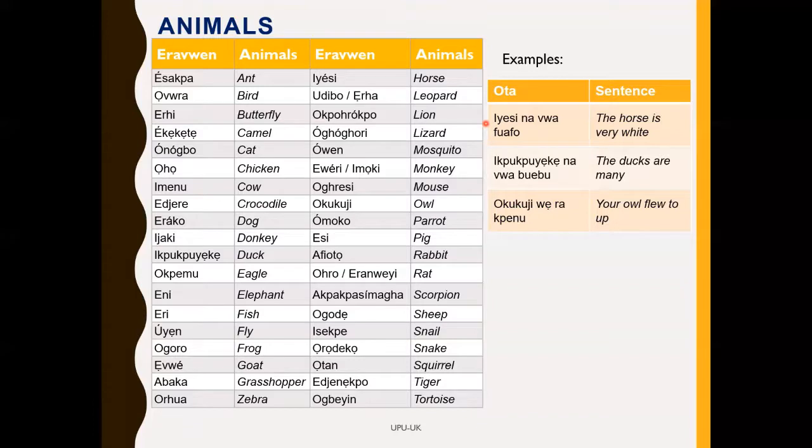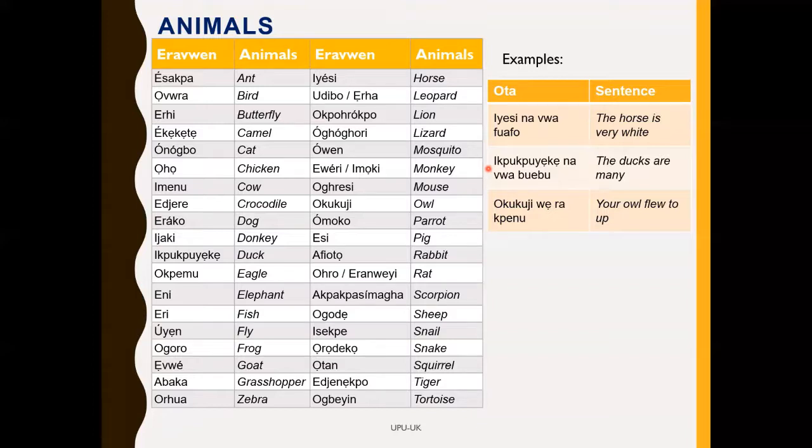The whole idea is we'll give you the basis for you to expand on, to get a flavor of the language. Just try and build your vocabulary, build your confidence, and get into practice, get into flow. So the next one here is the ducks are many. The ducks are many. Okay.